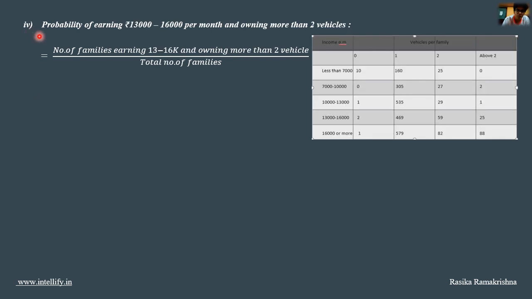So we've got to find the probability of earning 13 to 16k per month and owning more than 2 vehicles in subdivision 4. The event here is earning 13 to 16k per month and owning more than 2 vehicles. The probability is given by the number of families earning 13 to 16k and owning more than 2 vehicles, that is the number of trials in which the event has occurred, divided by the total number of trials, which is the total number of families. Looking at the table, the number of people earning from 13 to 16k and owning more than 2 vehicles is 25.